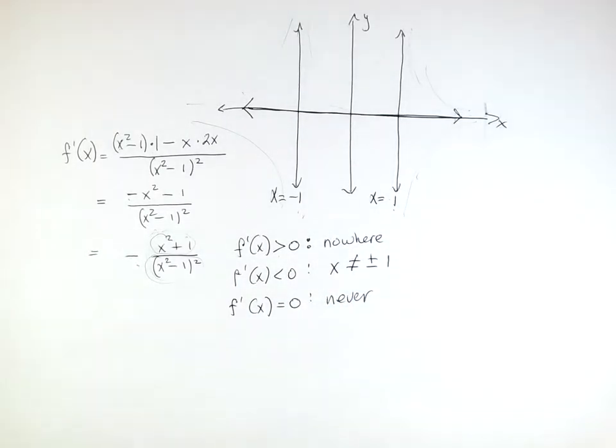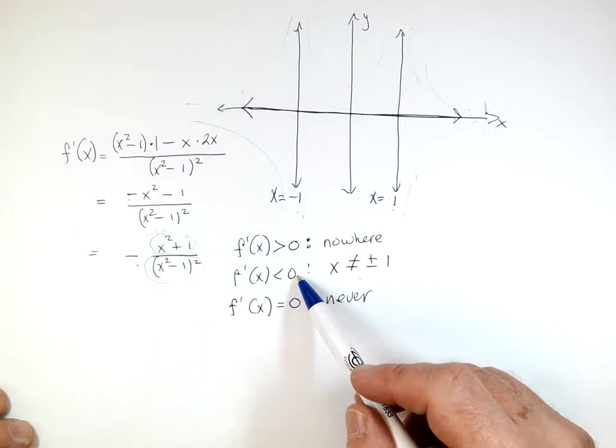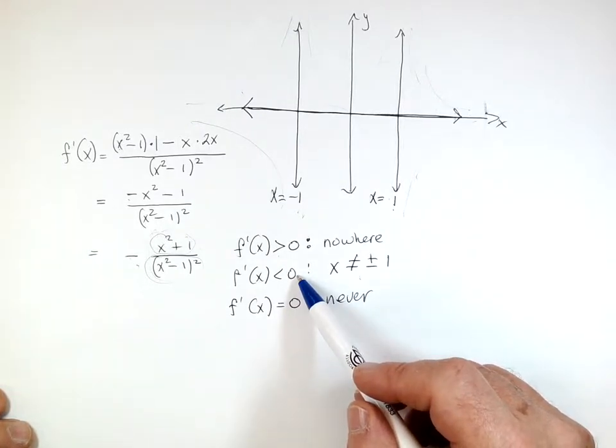Fractions are equal to 0 only when their numerator is equal to 0. This numerator is x squared plus 1. That is never 0. Therefore, this fraction is never 0. We have no horizontal tangent lines here. What does this tell us? This tells us that this is a graph that's falling all the time.